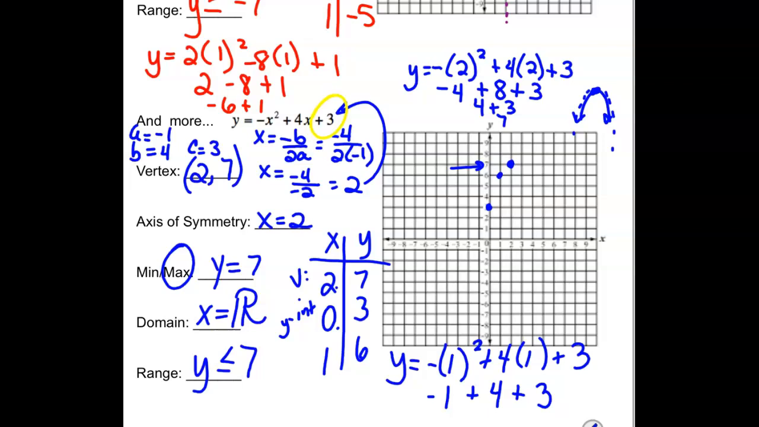Now notice that all of my points so far have been on the left of my line of symmetry. So now I'm going to mirror them over to the right side. So my point at 1, 6 is going to move to 3, 6. The point that's at 0, 3 is going to move to 4, 3. And so my two sides match, and I can draw in my parabola.